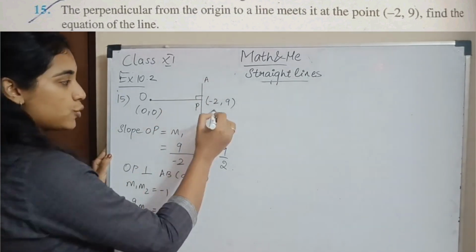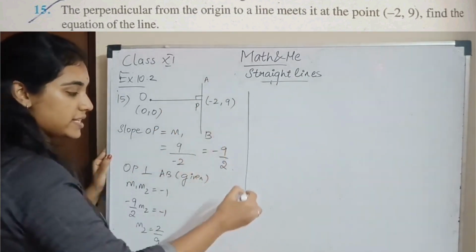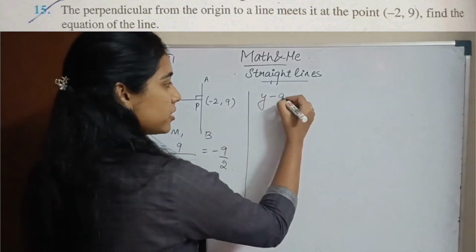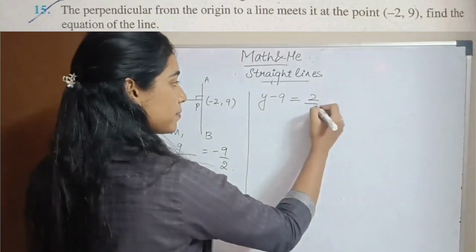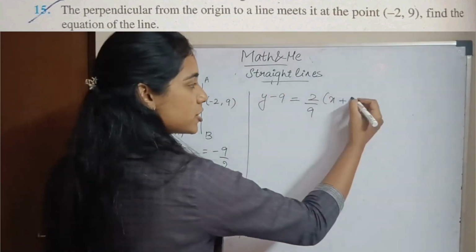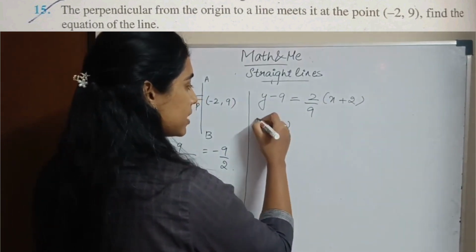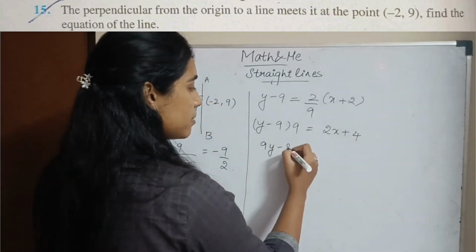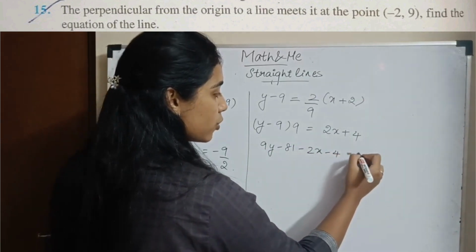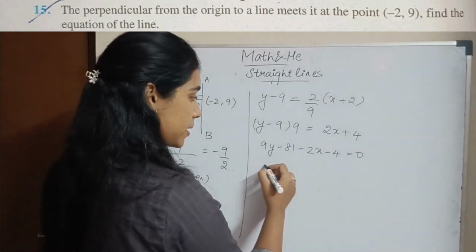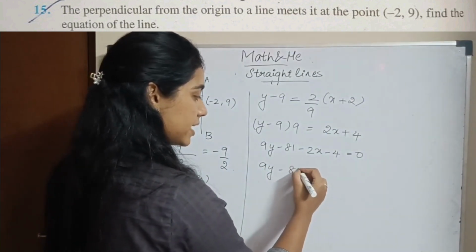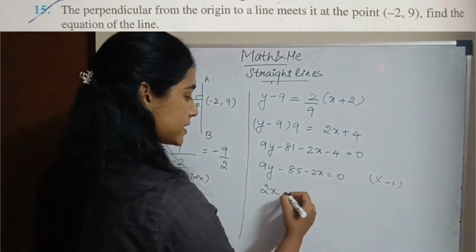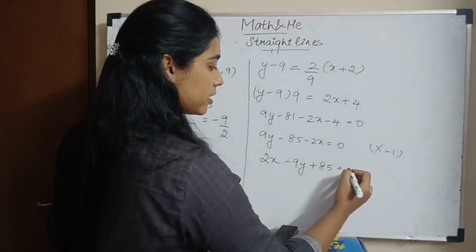So in this particular line, you have a point and the slope. So it is very easy to find the equation of the line using point slope form. So what is it? y minus y naught equals m times x minus x naught. So it's plus 2. 9 times y minus 9 equals 2x plus 4. So what do I have? 9y minus 81 minus 2x minus 4 equals 0. So what is it? 9y minus 85 minus 2x equals 0. Multiplying the whole equation by minus 1, 2x minus 9y plus 85 equals 0.